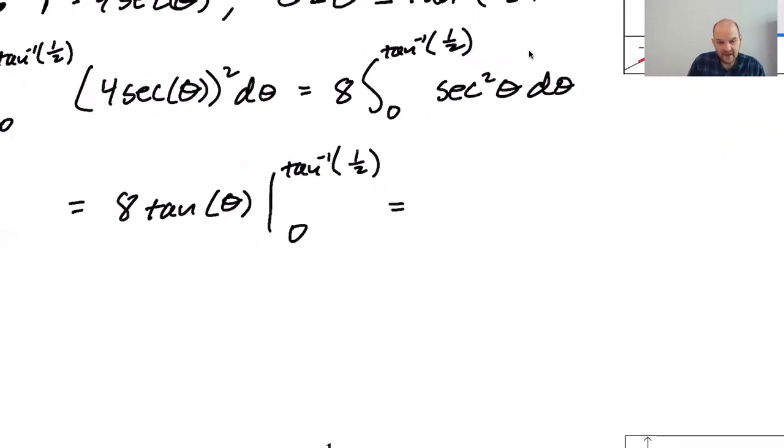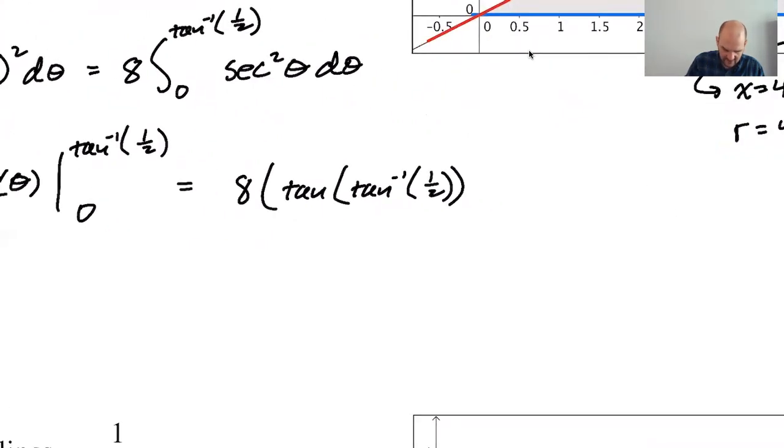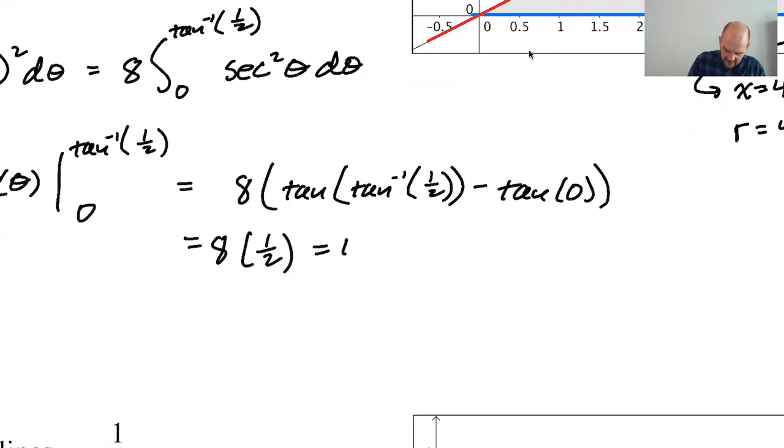This is not that bad. So this will be 8 times the tangent of the inverse tangent of 1/2. But we know what that is. The tangent of the inverse tangent of 1/2 is just 1/2, right? It's like f of f inverse is just x. And then minus the tangent of 0, which is 0. So this is 8 times 1/2. This is 4. We set it up and we did it correctly.